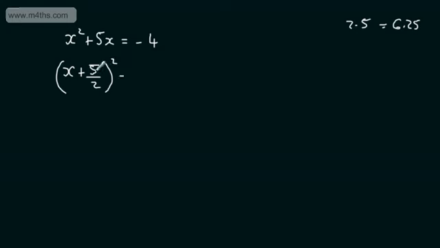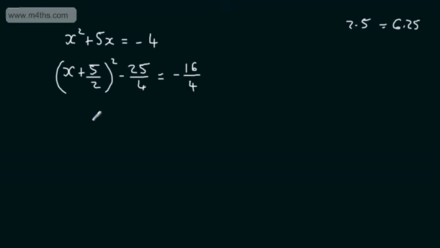I need to subtract away this number squared, which is going to give me now minus 25 over 4. And that's going to be equal to minus, and we've got minus 4. And I'm just going to write this as minus 16 over 4. Now, why have I done that? The reason I've done that is so that when I add the 25 over 4 to both sides, we end up now with the same denominator, and it makes our life slightly easier.